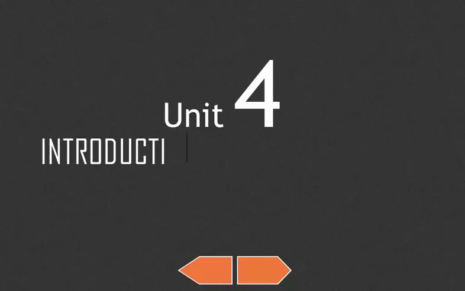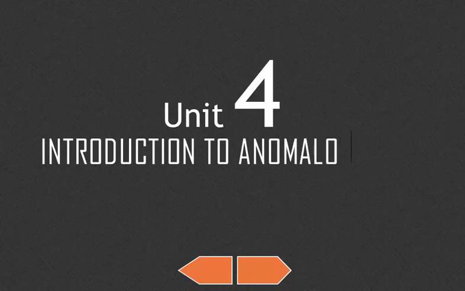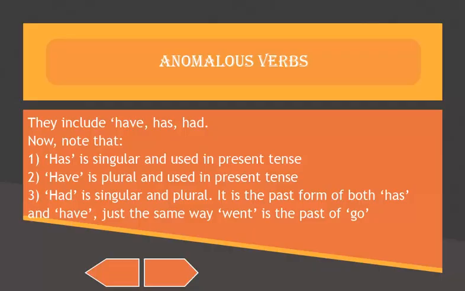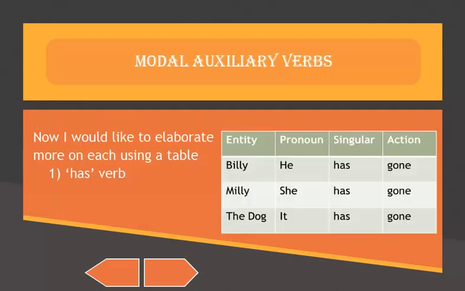Unit 4. Introduction to anomalous verbs. They include have, has, had. Now, note that one, has is singular and used in present tense. Two, have is plural and used in present tense. Three, had is singular and plural. It is the past form of both has and have, just the same way went is the past of go. I would like to elaborate more on each using a table.